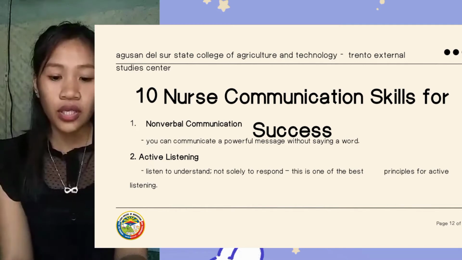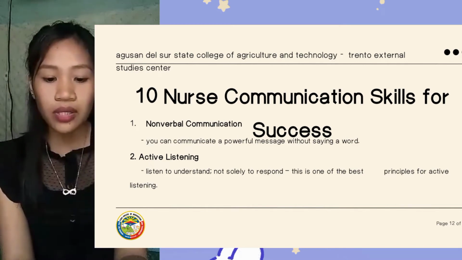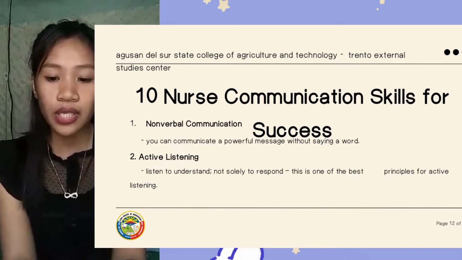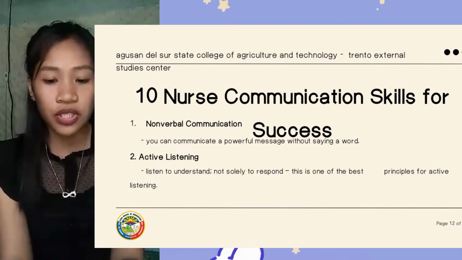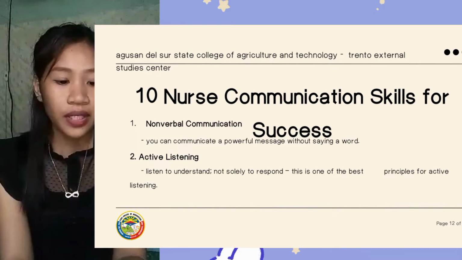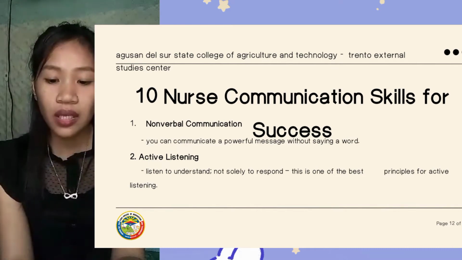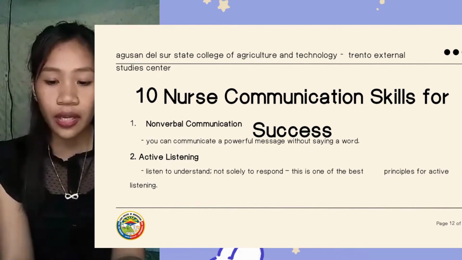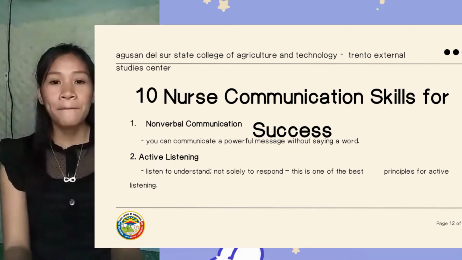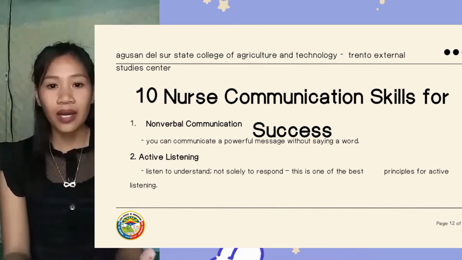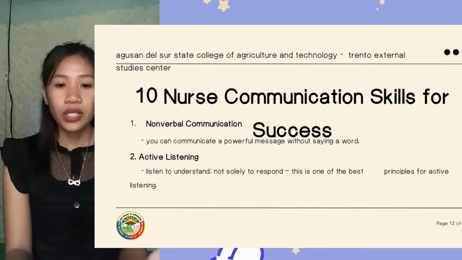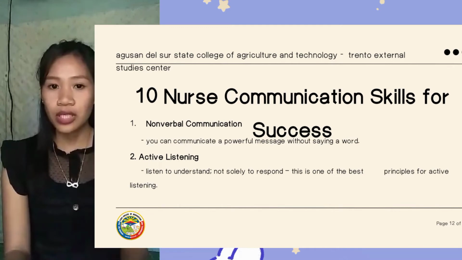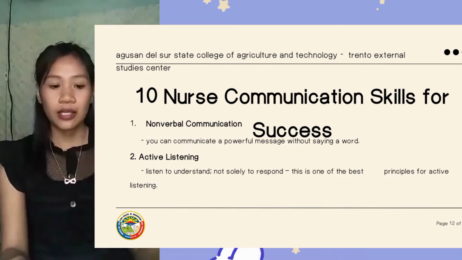Non-verbal communication: you can communicate a powerful message without saying a word. Or in other words, use multiple channels of communication including your entire body, facial expression, and tone of voice. On the other hand, it is a sign of message that we can understand through body language, gesture, and facial movements. For example, in non-verbal communication, those who cannot speak, their true communication is through hand gestures or hand movements in communicating with others to express their feelings.